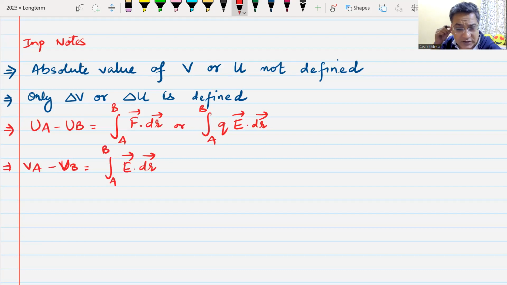Absolute values of V and U are not defined, but what is defined is the change or the difference in the values of V and U. What is U? I don't know still. Doesn't make any difference to my life. We move ahead.